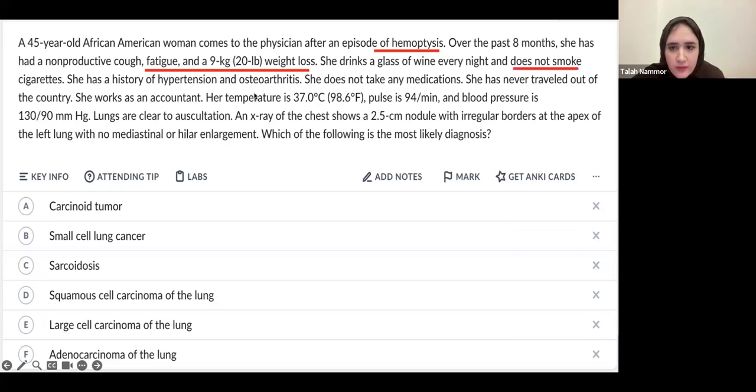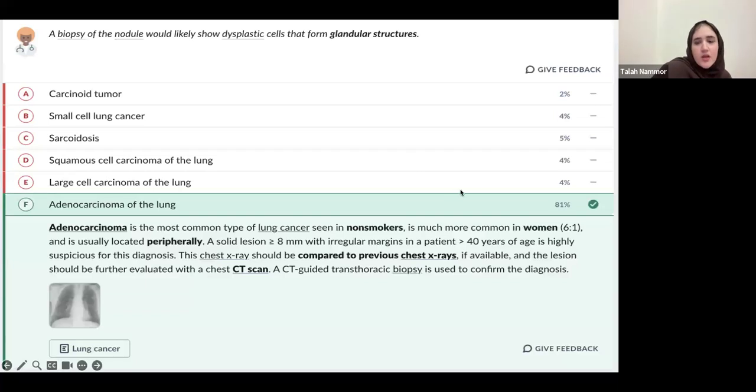Everything else is not important. The most important thing is the X-ray. It shows a 2.5 centimeter nodule with irregular borders at the apex of the left lung. And she's not a smoker, and she's a female. Which of these do you guys think it is? F. Do you guys agree? F? Okay, right. So the most common lung cancer in non-smokers is adenocarcinoma.